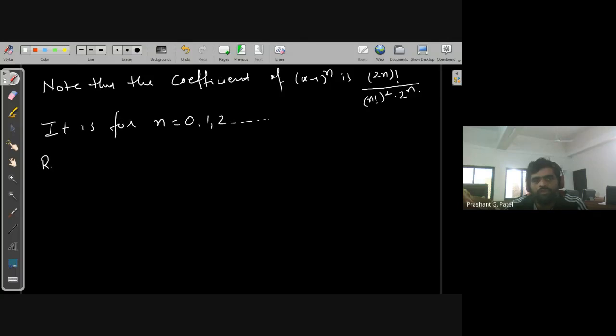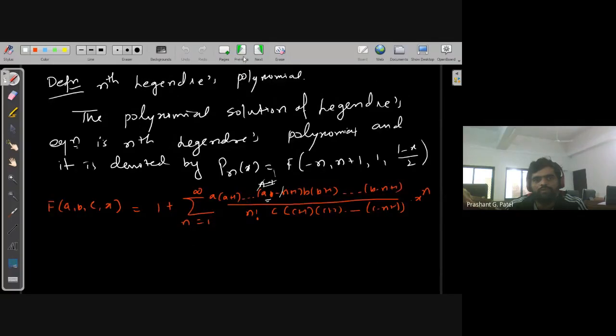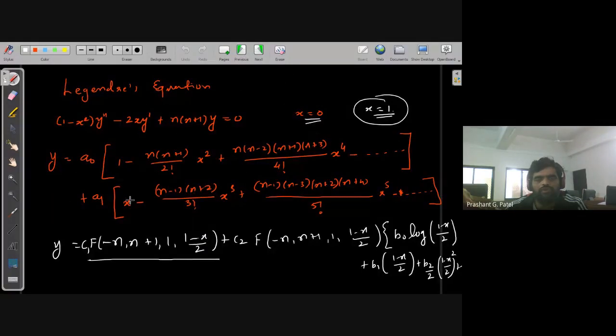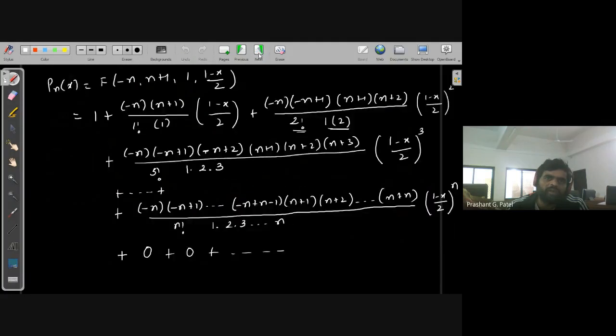Also, one more remark we need to write down here, because in the previous solution that we have got, either this term will be 0 or this term will be 0, and it says that either it will have even terms or it will have odd terms in it. So Legendre polynomial either contains the even powers of x or it will contain the odd powers of x. So that we can write down as a note here.